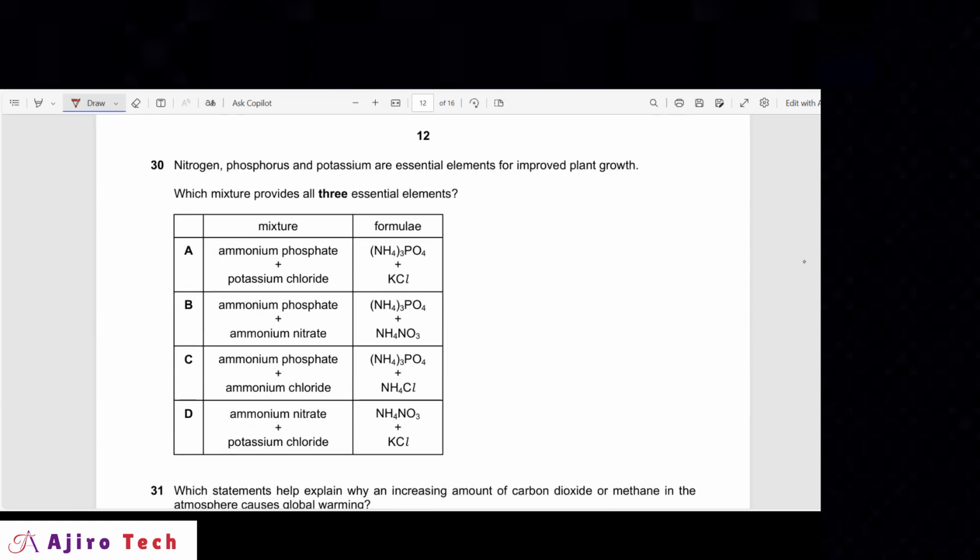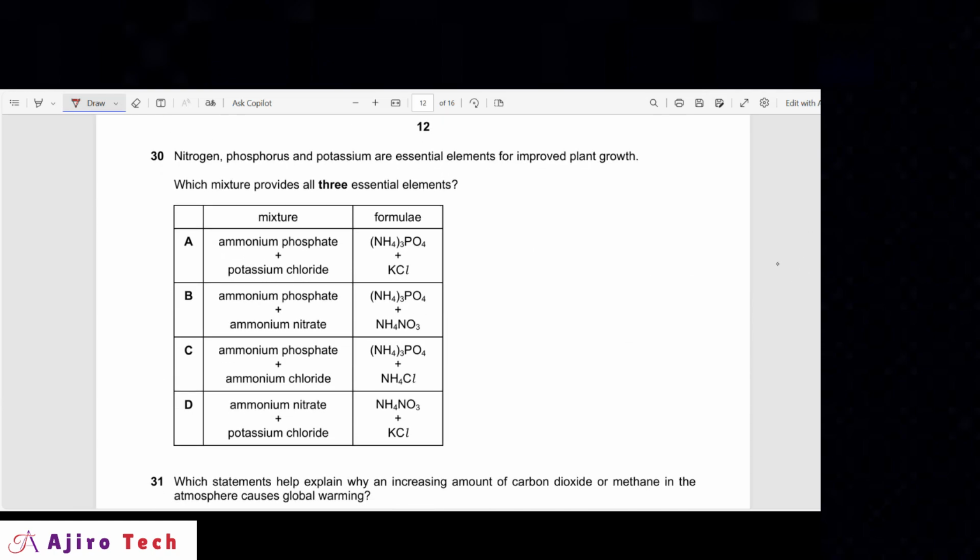Okay, we go to question 30. Nitrogen, phosphorus, and potassium are essential elements for improved plant growth. Which mixture provides all 3 elements? When we talk about fertilizers, we have the 3 of them, NPK. We should look for these 3 elements in the compound: nitrogen, phosphorus, and potassium. So we look at option A. It has N, it has P, it has K. Option B has N and P, no K. Option C has N and P, no K. Off. Option D has N and K, no P, so it's A.